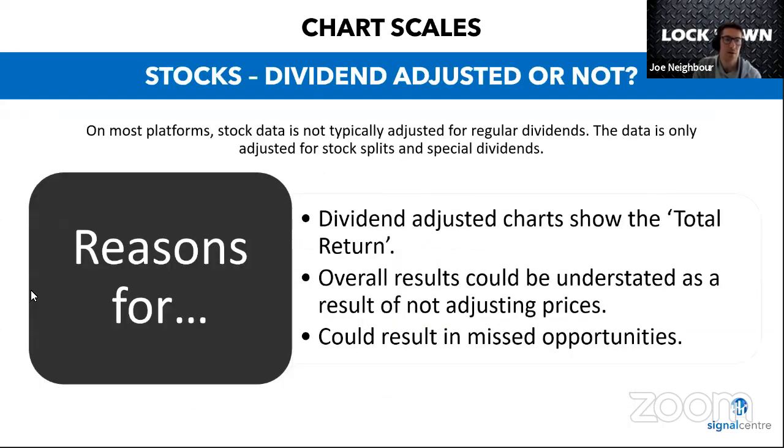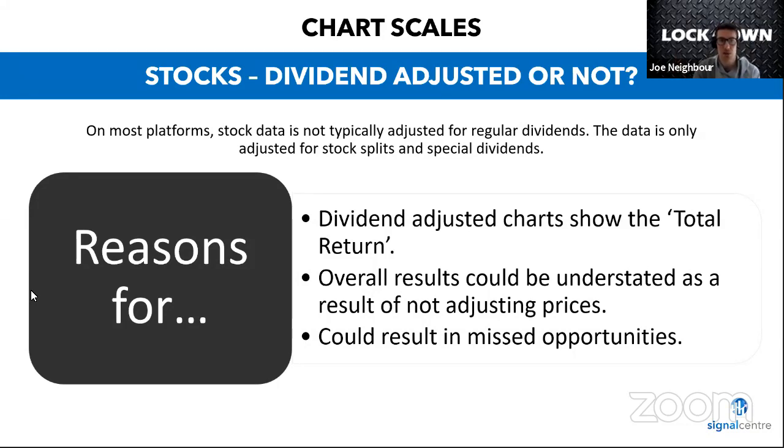Now, what I'm going to talk about now is not often talked about. I know not many of the people that we converse with on a daily basis trade stocks, but on most platforms, stock data is not typically adjusted for regular dividends, and I'll show you why that's an issue. Data is only typically adjusted for stock splits and also special dividends that are paid out. Dividend adjusted charts show you the total return of a share price.